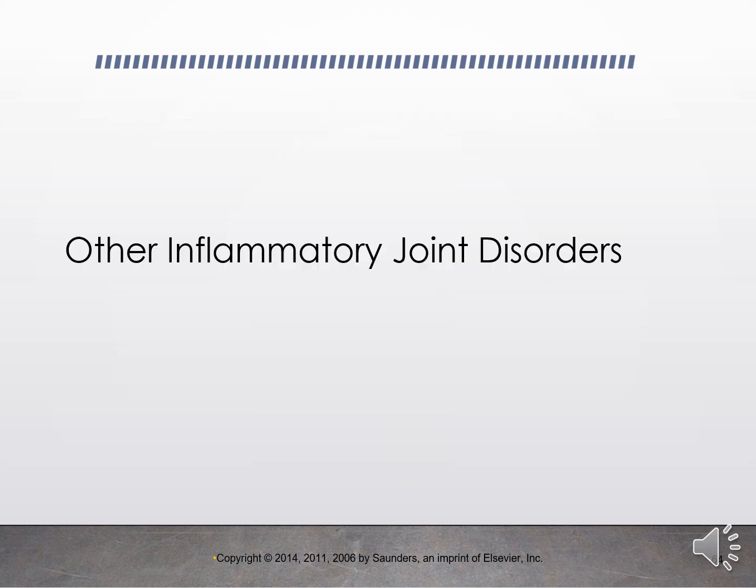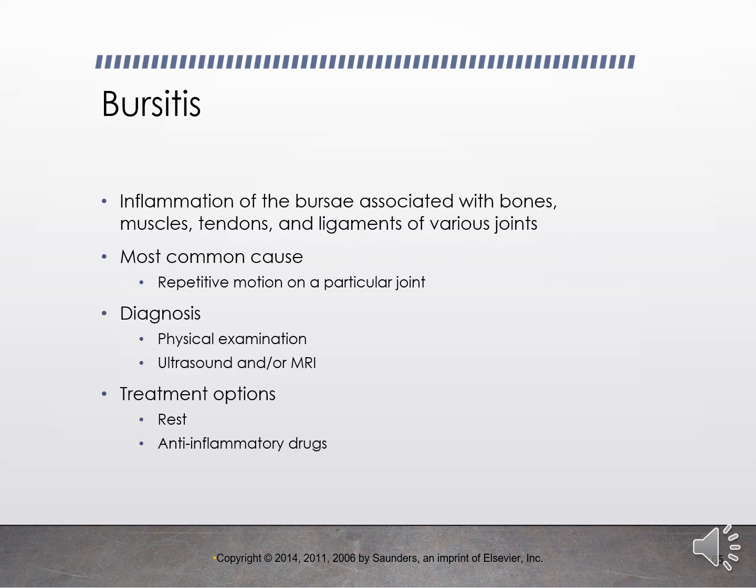And some other inflammatory joint disorders: we have bursitis. This is inflammation of the bursa associated with bones, muscles, tendons, and ligaments of various joints. It's most commonly because of repetitive motion of a particular joint. To diagnose this, we can do a physical examination, ultrasound, or MRI. And to treat it, we just use rest and anti-inflammatory drugs, nothing super special.